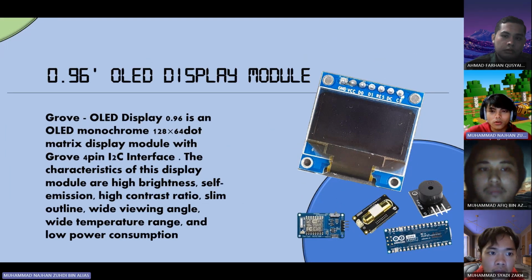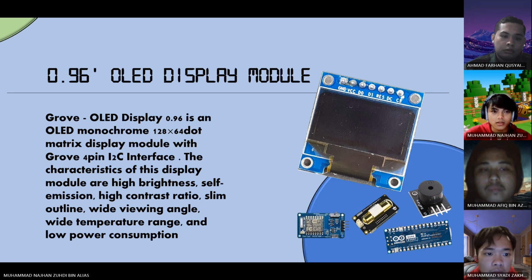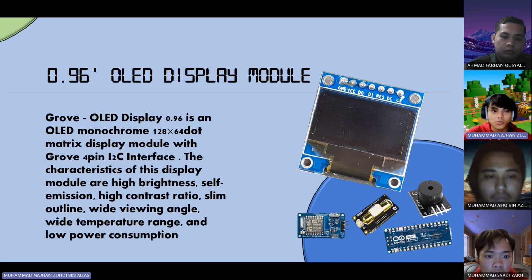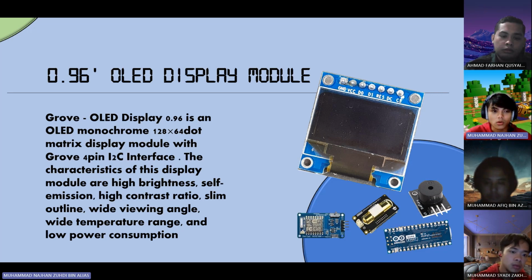And the last component we have is the 1 inch OLED display module. This OLED display is an OLED monochrome 128x64 geometric display module with a 4-pin I2C interface. The characteristics of this display module are high brightness, self emission, high contrast ratio, slim outline, wide viewing angle, wide temperature range, and low power consumption.